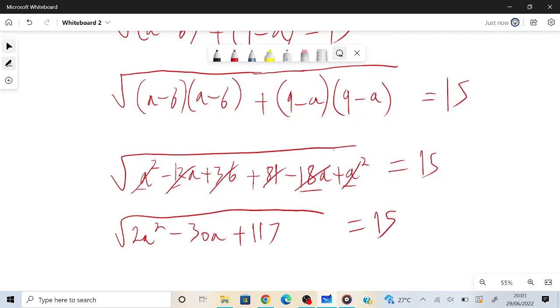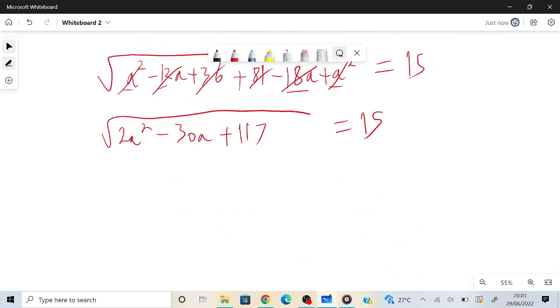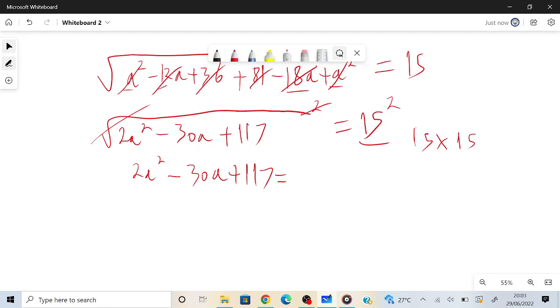Now with our algebra knowledge, we know that if we want to get rid of the square root, all we have to do is square both sides. So we square the 15, and on this side the root cancels out the square. We will now be left with 2a squared minus 30a plus 117 equals 15 squared, and 15 squared is 225. Let's just quickly confirm: 15 times 15, yep, it is 225.